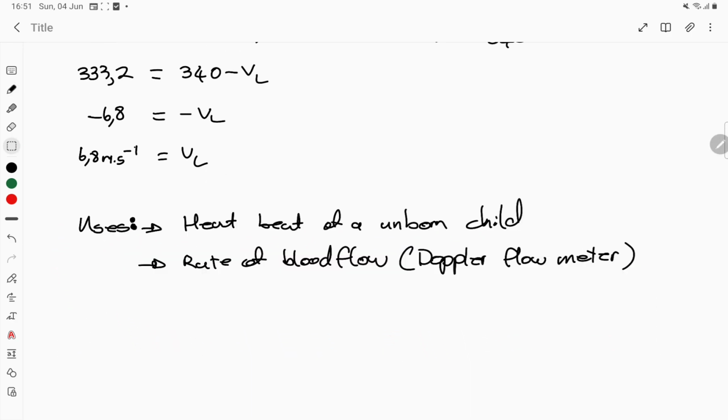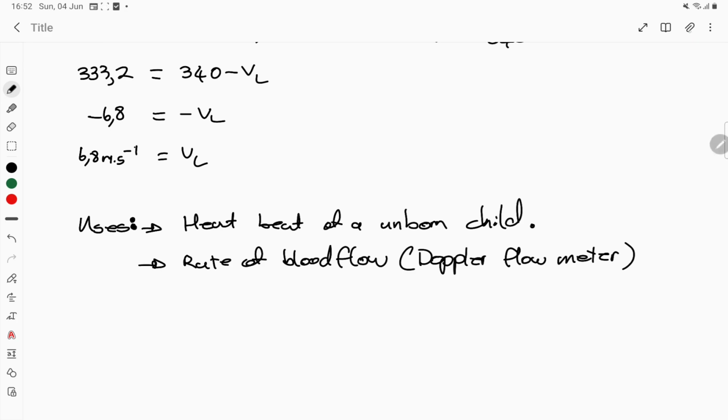So we have some uses where the heartbeat of an unborn child can be determined by sound waves being reflected off the child's heart, and there's a change. You can work out that change, and that change will be the heartbeat. And also then the rate of blood flow, they use a Doppler flow meter as the red blood cells move away from this Doppler flow meter device. You can determine a change in displacement, etc., and you can find out how fast the thing is moving.